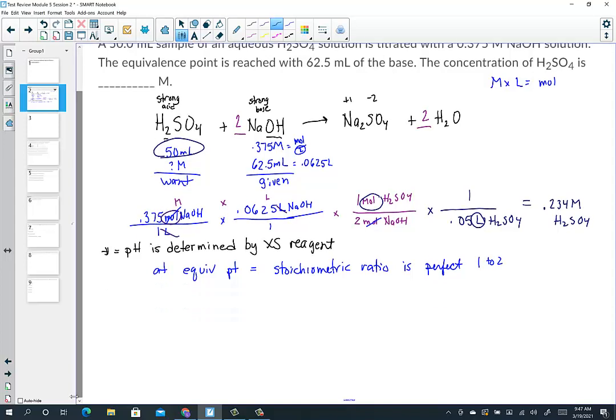I want to just emphasize, often we think this equation will carry us through always. Molarity and volume of acid equal molarity and volume of base. But this is only true if the coefficients are 1-to-1.